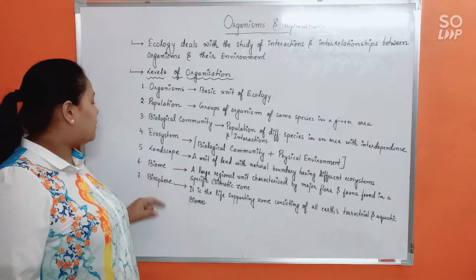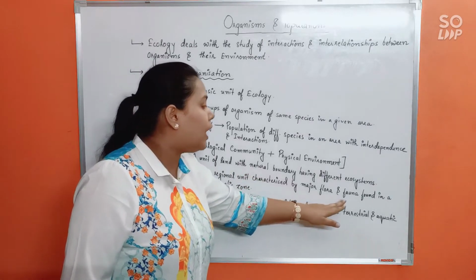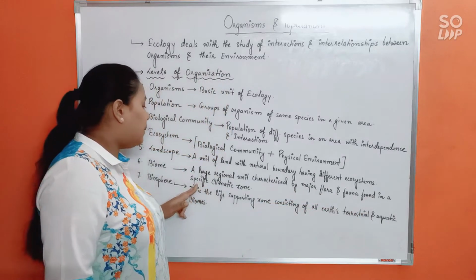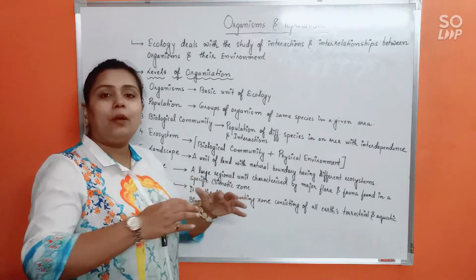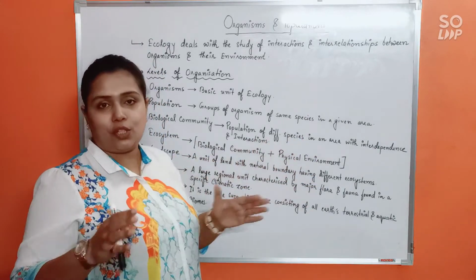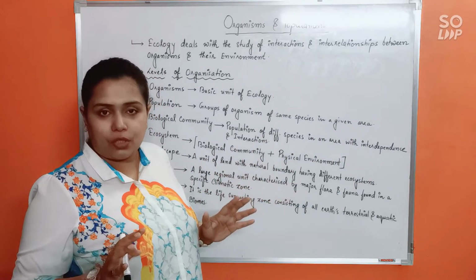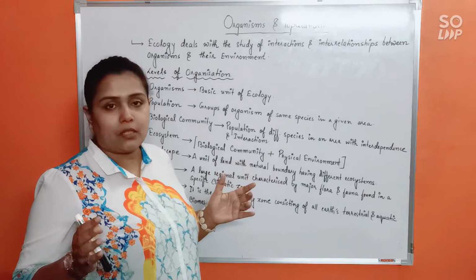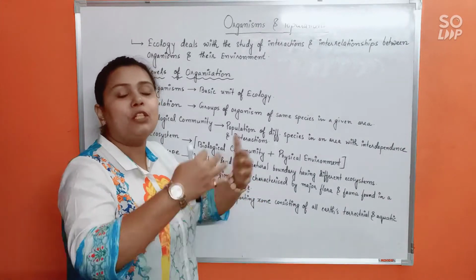Next, biome. A large regional unit characterized by major flora and fauna found in a specific climatic zone. So now we are going into a much larger region. Landscape was already a larger unit of land with its natural boundary where many ecosystems would be present. But when we go to biome, we are making the area much larger.